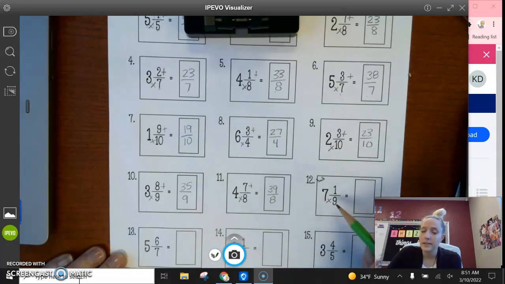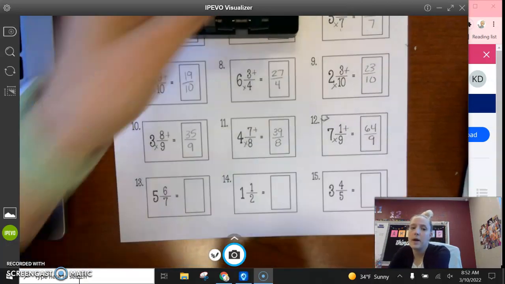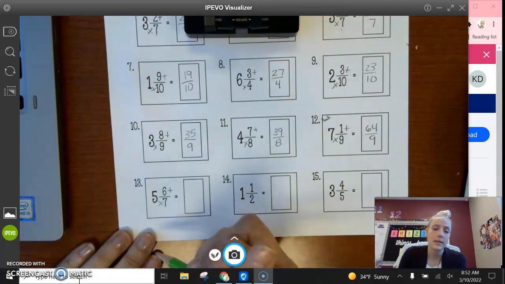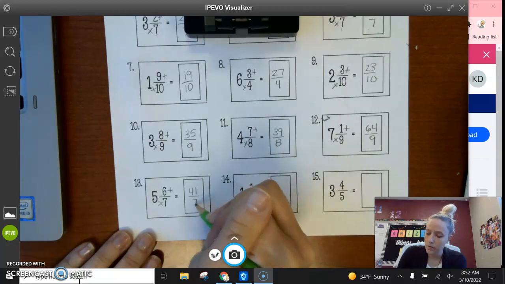7 groups of 9, 63. Add 1 more. Is 64 over 9. Let me move this up one more time so you can see these bottom ones. 5 groups of 7 is 35 plus 6. 35 plus 6 is 41 over 7.